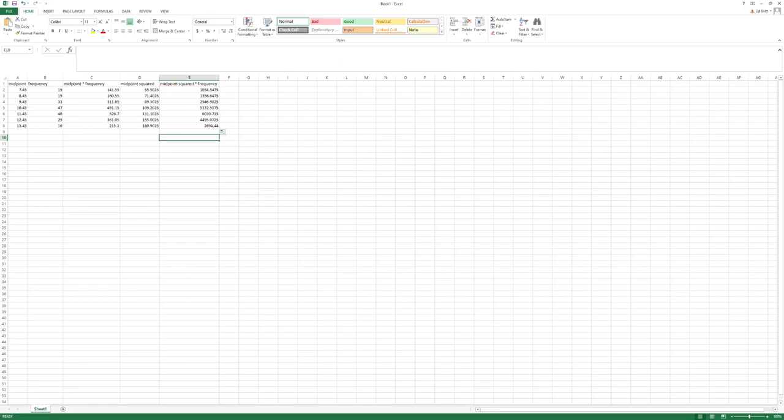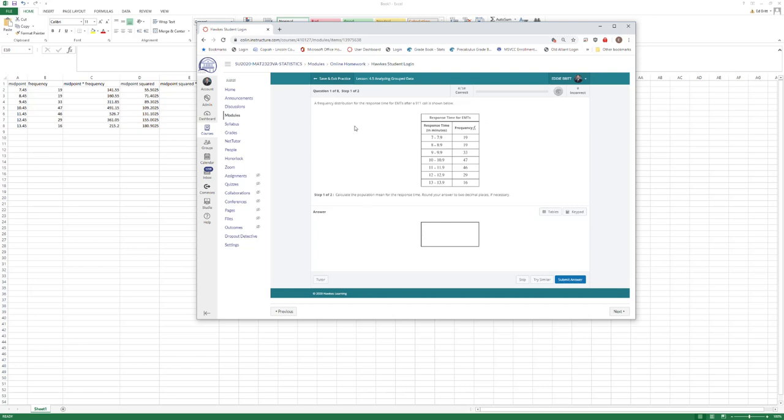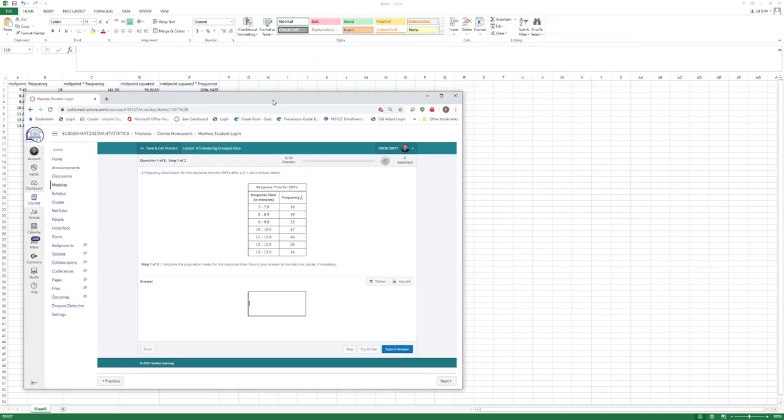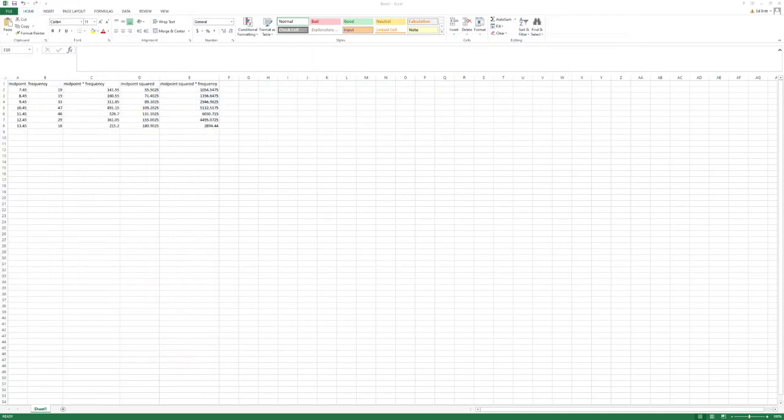Alright, so let's go back to our actual problem. It wants us to find the population mean. Okay, so I'm going to show you how to find the population mean. To find the population mean, we need to take the midpoint times the frequency, the sum of all of those, and then divide that by the sum of the frequencies.